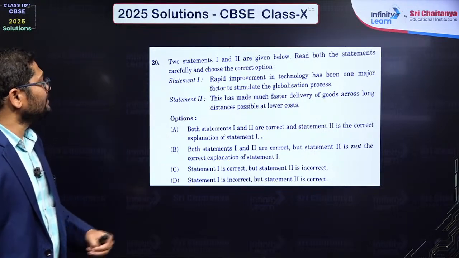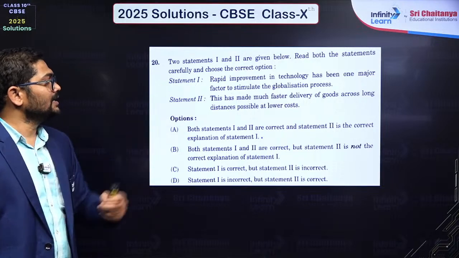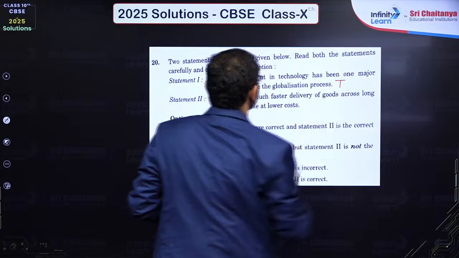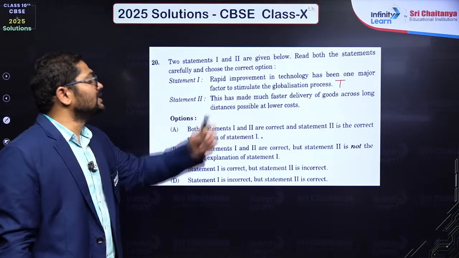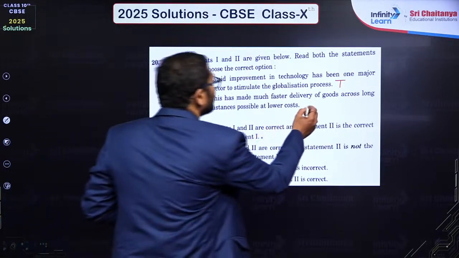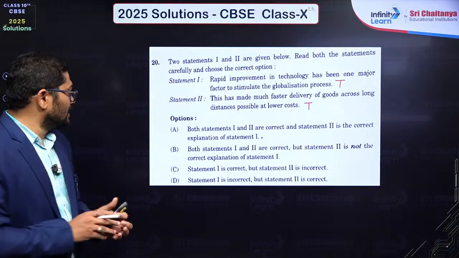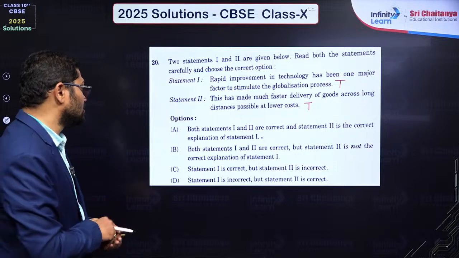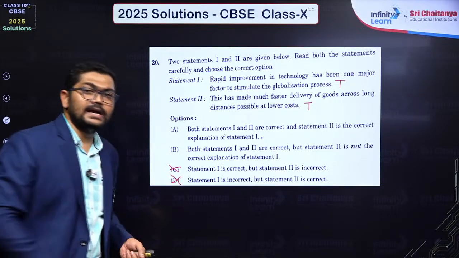The first one, rapid improvement in technology has been one major factor to stimulate the globalization process. Yes, it is true. Then statement 2, this has made much faster delivery of goods across long distances possible at lower costs. This is also true. Now we need to find out whether statement 2 is correctly explaining statement 1 or not. Whenever both the statements are true, we rule out options C and D.